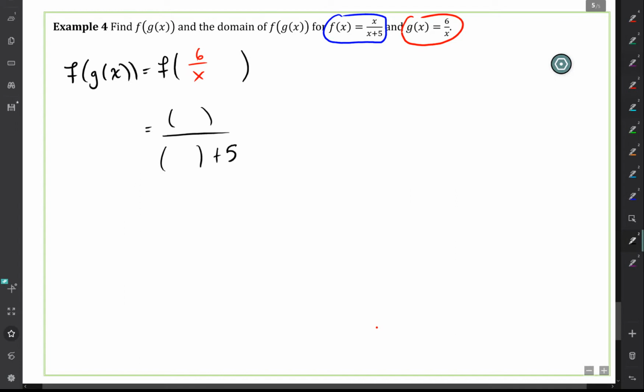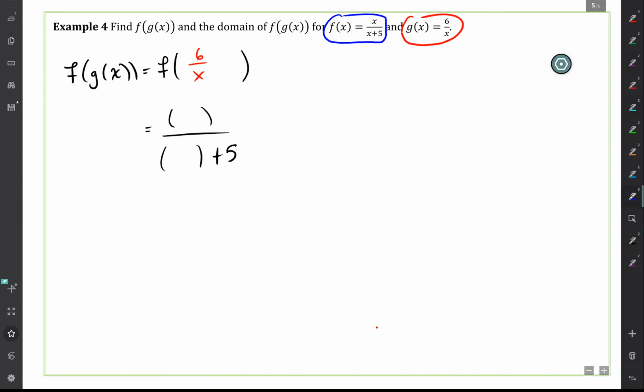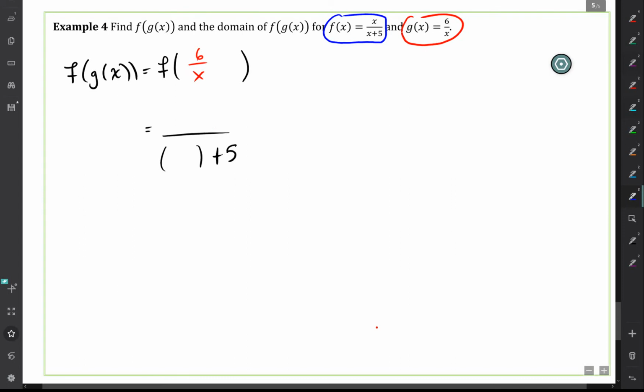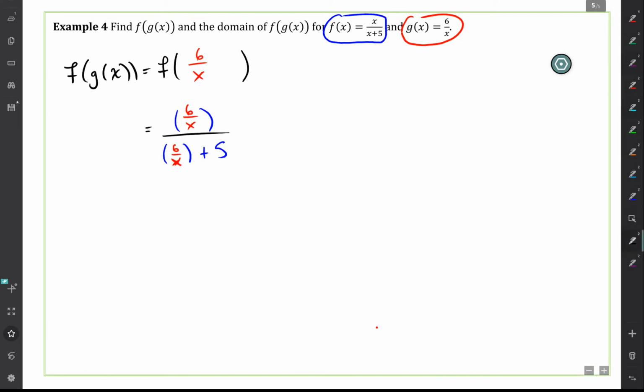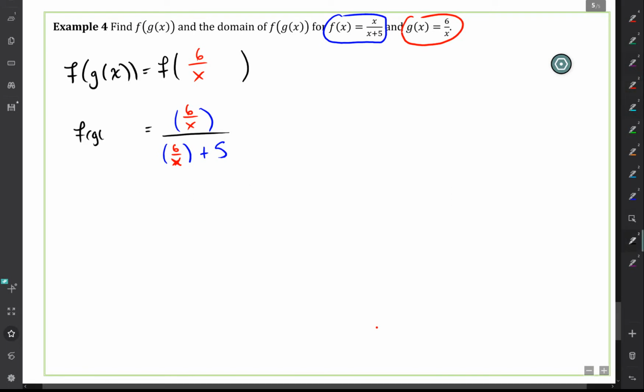So wherever there was an x in f, maybe I should do this in blue, wherever there was an x in f, I put parentheses, and wherever there are parentheses here I'm putting in 6 over x, because that's g of x, that's the output of g. Okay, so f of g of x is 6 over x over 6 over x plus 5.